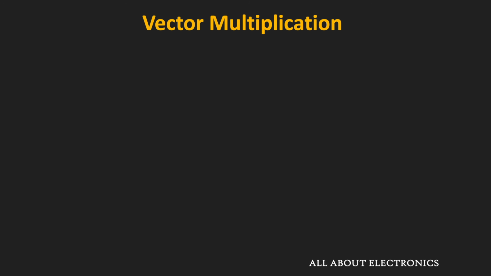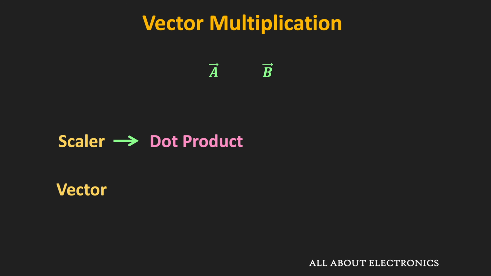So whenever two vectors a and b are multiplied, the result can be a scalar or a vector, and that depends on how they are multiplied. So based on that, there are two types of multiplication. One is the dot product and the second one is the cross product.